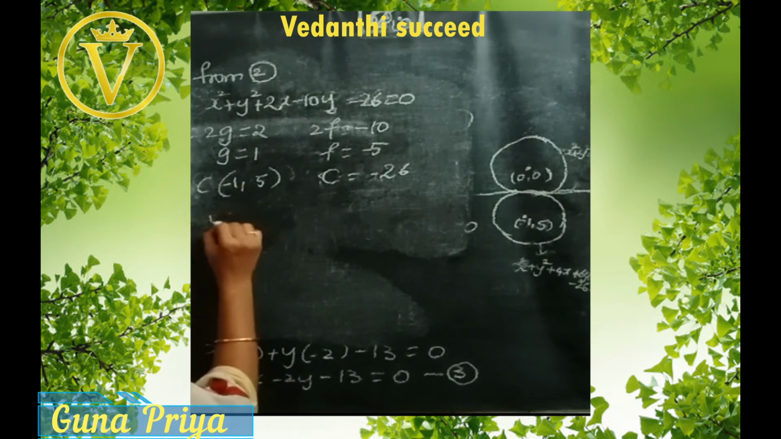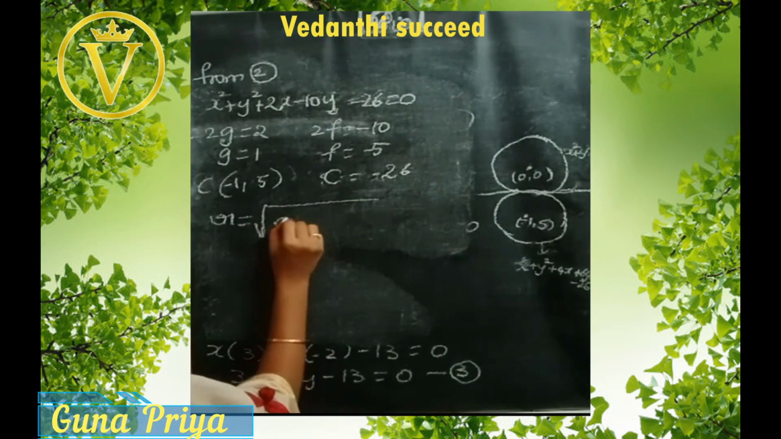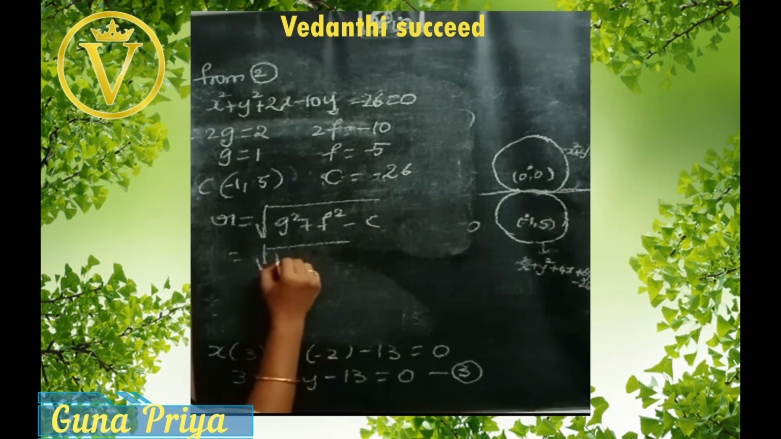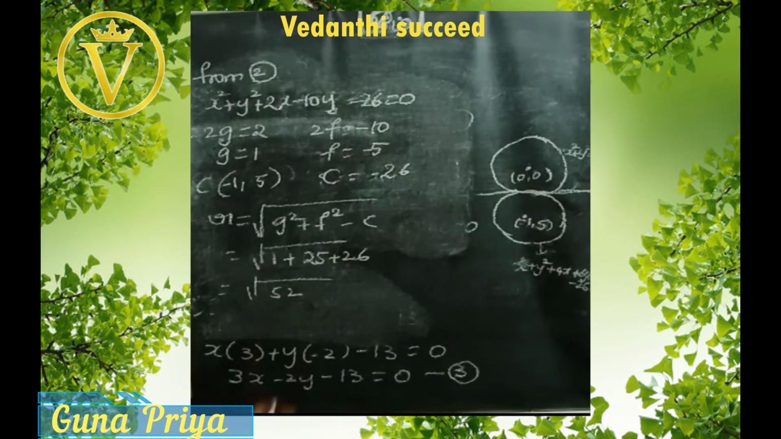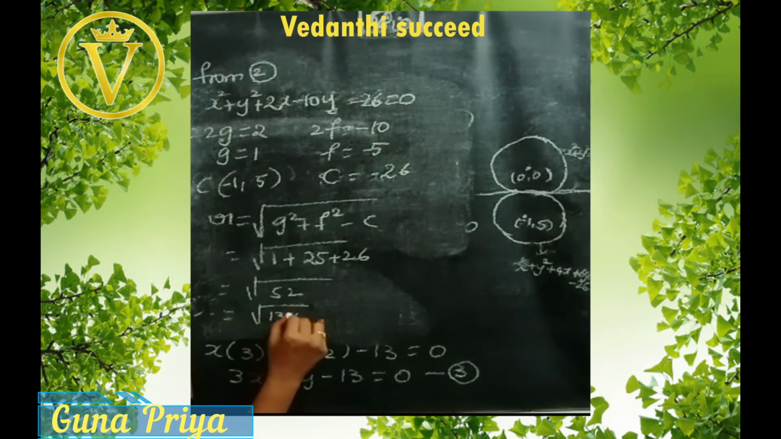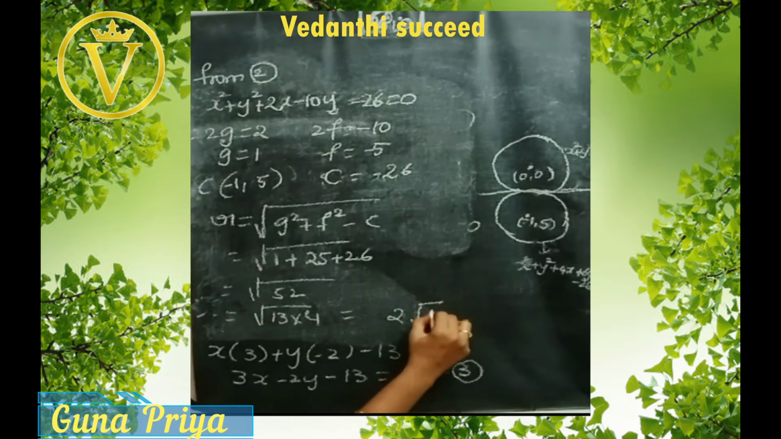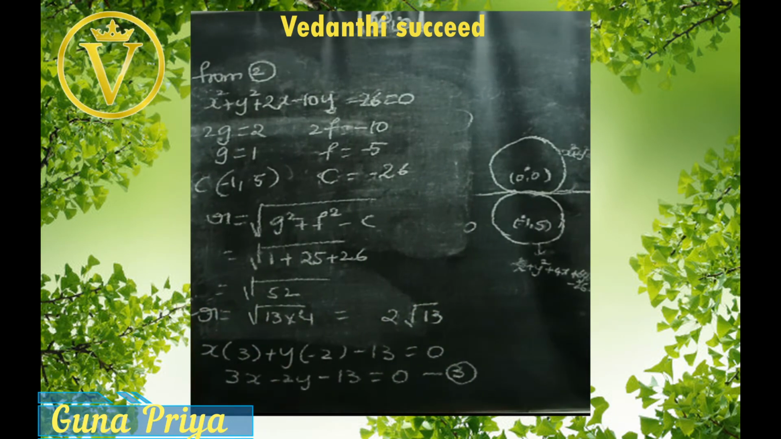From the second equation, we have to find out r. What's the formula for r? It is the square root of g square plus f square minus c. Substitute this: 1 plus 25 plus 26. That's nothing but we'll write as 13 into 4. The root of 4 is 2, so r equals 2 root 13.